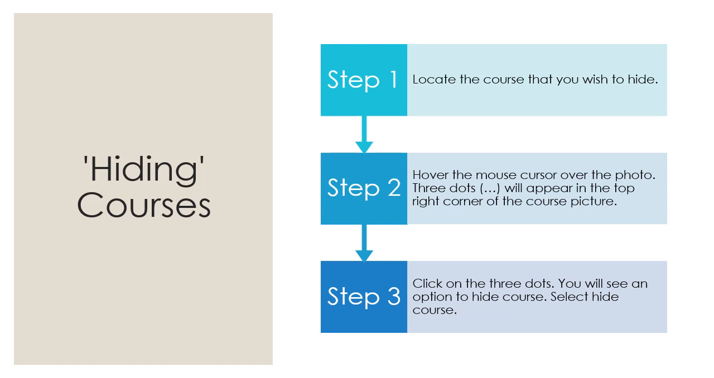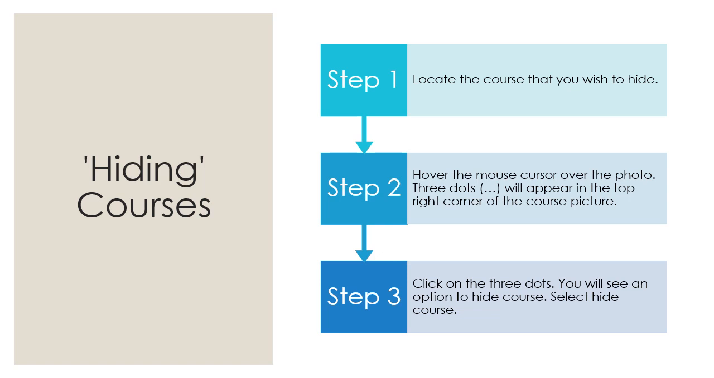So what do you do when courses are 2, 3, sometimes even 5 years old? Well, you can hide them. Locate the course that you wish to hide. Hover the mouse or cursor over the photo of the course, and 3 dots will appear in the top right corner of the course picture. Click on those 3 dots and you'll see an option to hide the course.